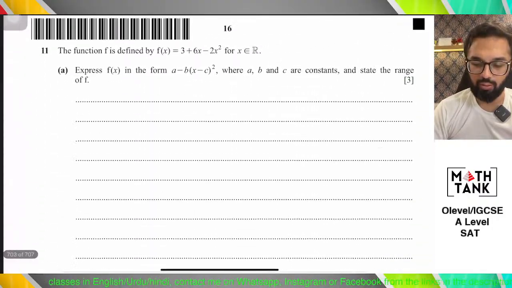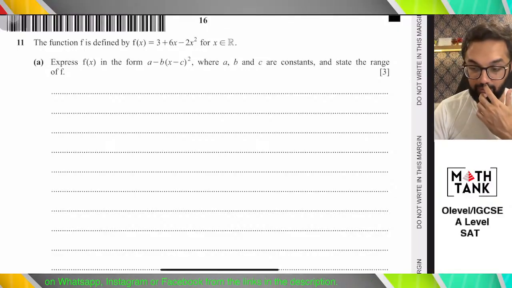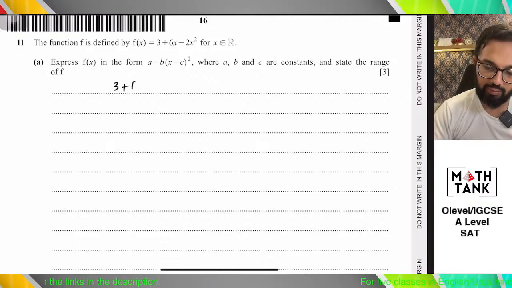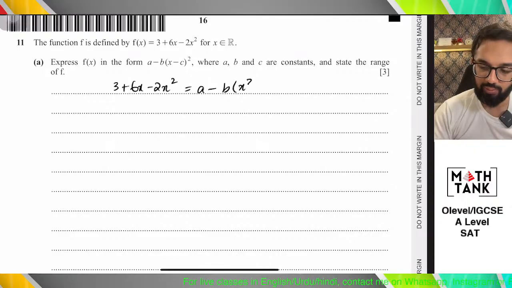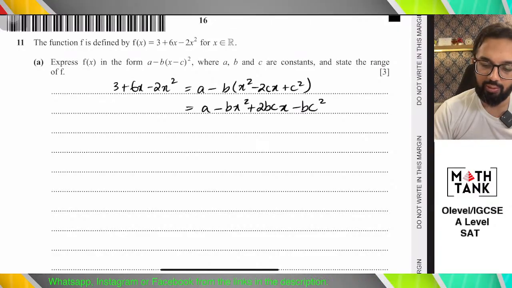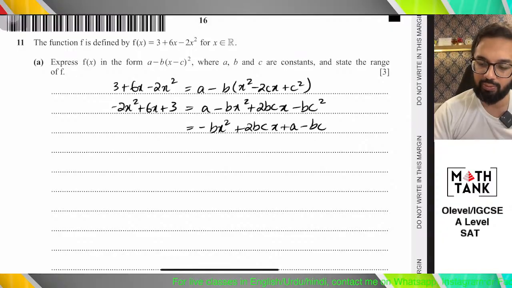Okay, moving on. The function f is defined by this, where f of x can be written in the form a minus b times (x minus c) squared, where a, b and c are constants, and state the range of f. So first let's bring that into the required form. That's going to be a minus b times (x squared minus 2cx plus c squared), which is a minus bx squared plus 2bcx minus bc squared. So arrange this and arrange that as well: minus bx squared plus 2bcx plus a minus bc squared.